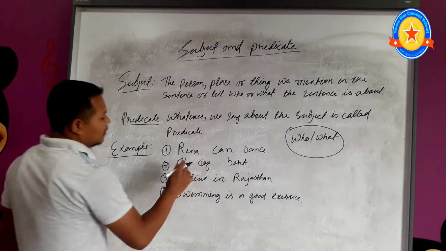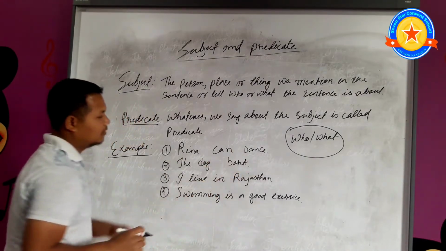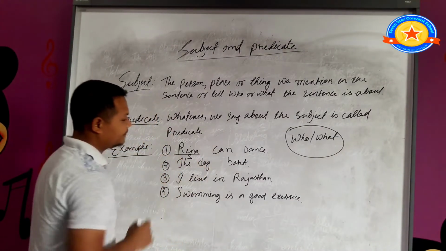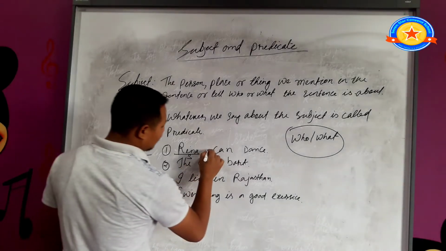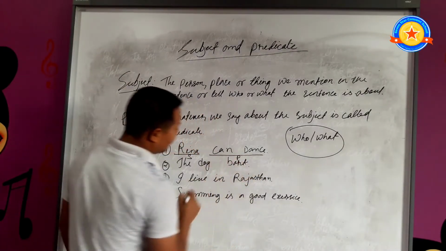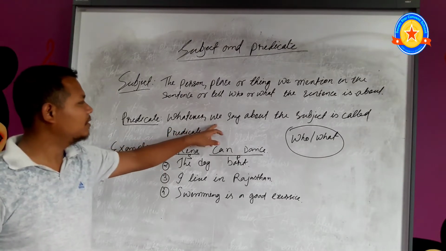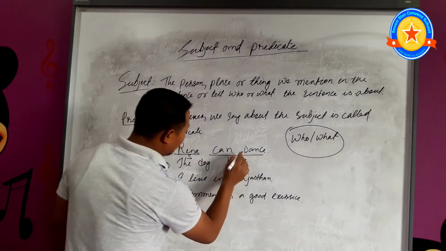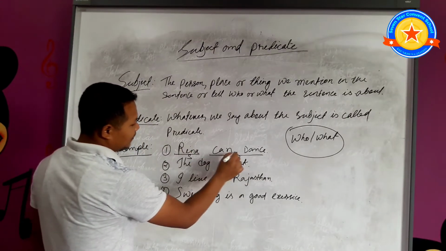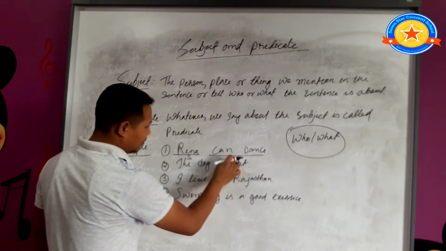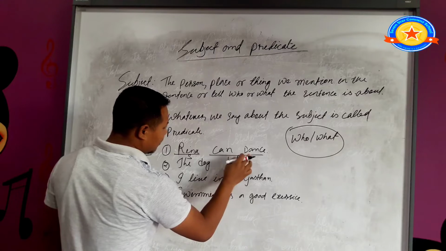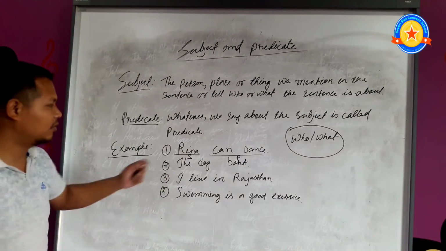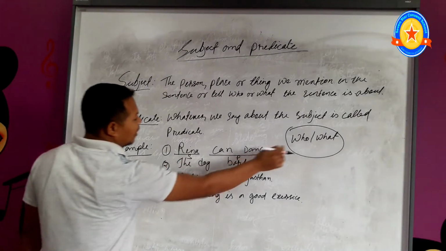See, Rina can dance. So who is dancing here? Rina. So it is the subject, and the remaining part is the predicate, because whatever we say about the subject is called the predicate. What is this part saying about Rina? Who can dance? Rina. So this predicate shows that Rina can dance. So you can easily find it if we ask this question.